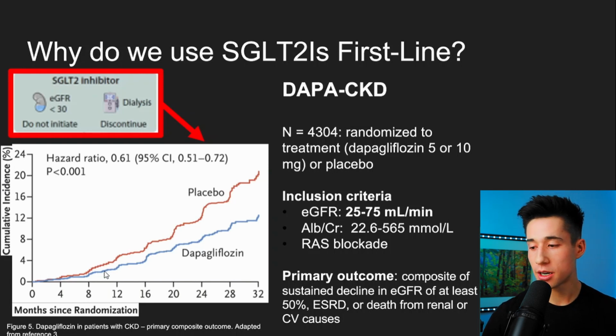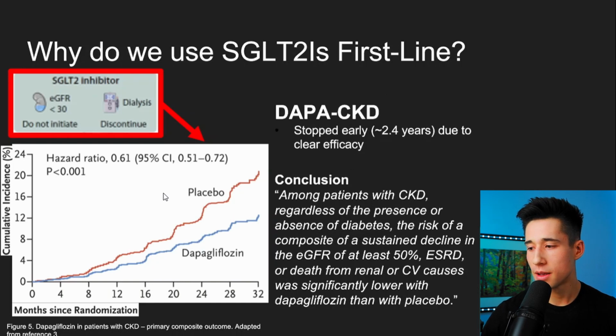And what we see here is when we compare the placebo group to the dapagliflozin group, it looks like the dapagliflozin group is doing significantly better than the placebo group. They have a much, much lower incidence of this primary outcome. So much so that it is statistically significant. If we take a look, hazard ratio 0.6, 95% confidence interval, much, much lower than 1. So definitely statistically significant.